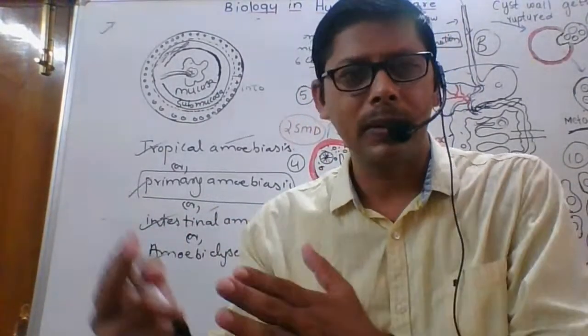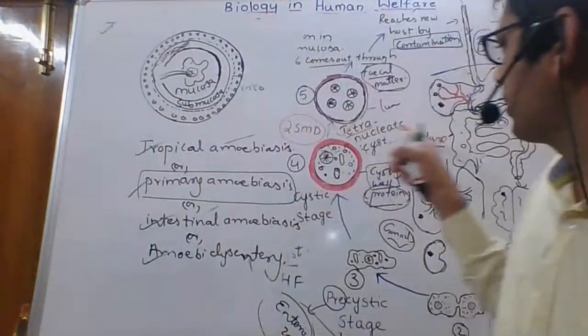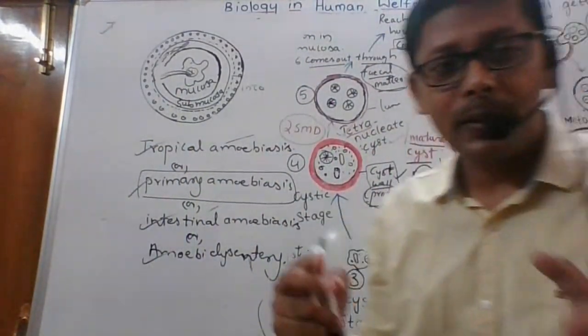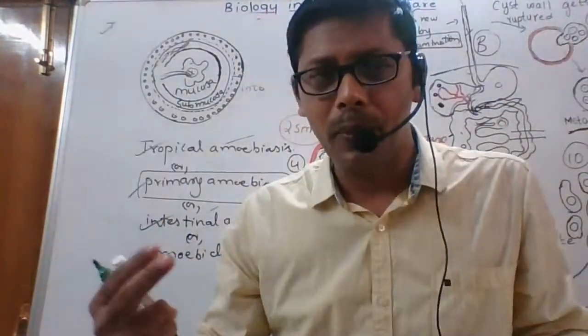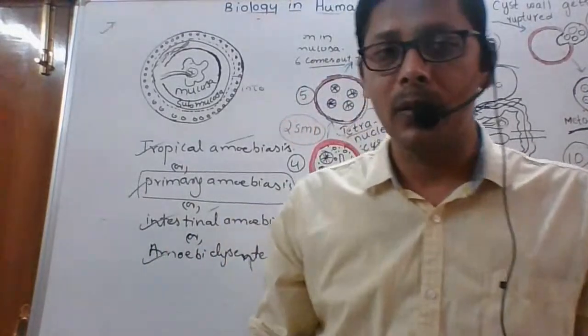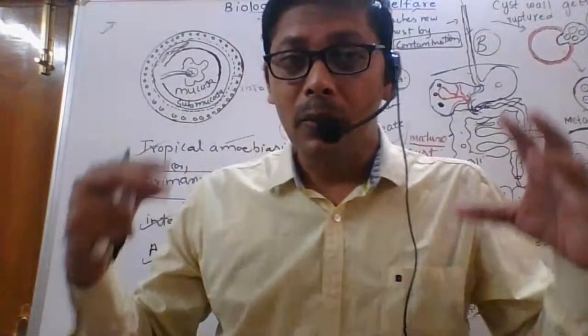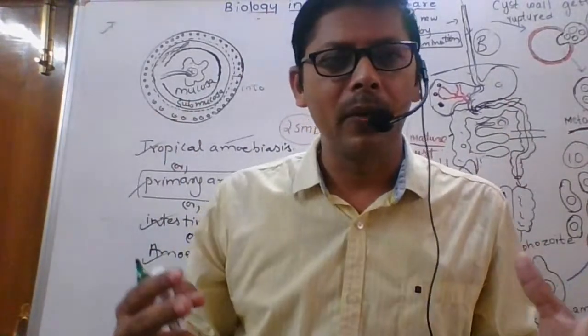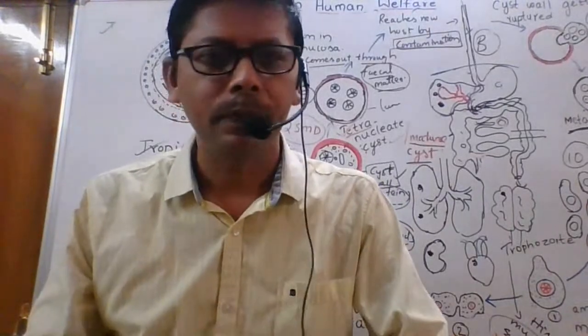Extra means outside. Generally, the whole problem arises in the intestine. Sometimes, crossing the intestine, they may enter into the bloodstream and they may go to other body parts. Vital organs may also be damaged. That is called secondary amoebiasis. Because of this, the pathological effects will be severe. The whole body gets badly affected.